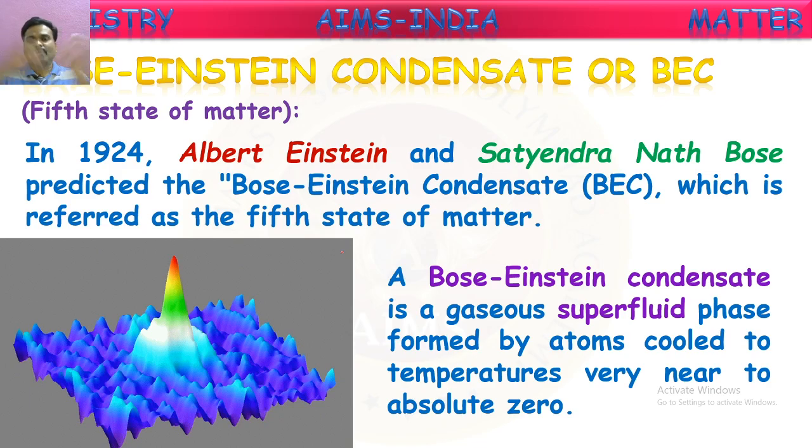Actually, in gases, molecules are continuously vibrating and moving here and there. When these gases are cooled to very low temperatures, nearly absolute zero, what is absolute zero, children? It is 0 Kelvin, which is also known as minus 273 degrees Celsius. If you cool a gas to this temperature, all the molecules come to a freezing position and form a superfluid phase, which is called the Bose-Einstein condensate or BEC.